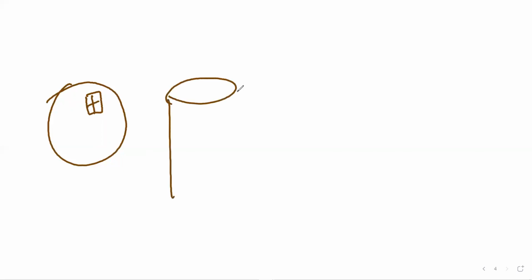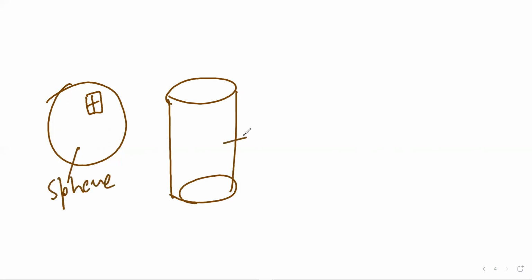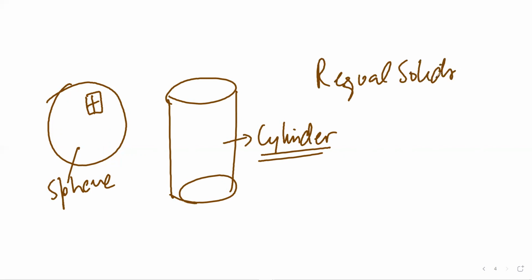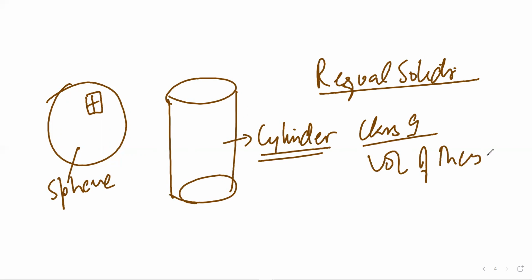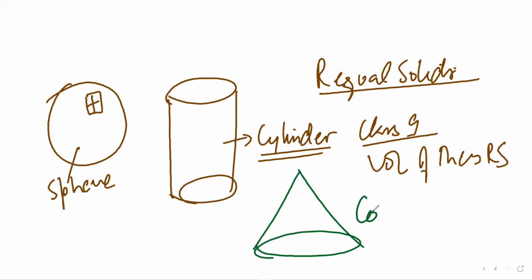Yes, sir. But then there are objects whose volume is very well known. For example, this is a sphere, this is a cylinder. These are regular solids. Most probably in class 9th, you will find the volume of these regular solids. Have you understood what I'm saying? Yes, sir. There is a cone also. So in the next class, they will share the volume of these also.